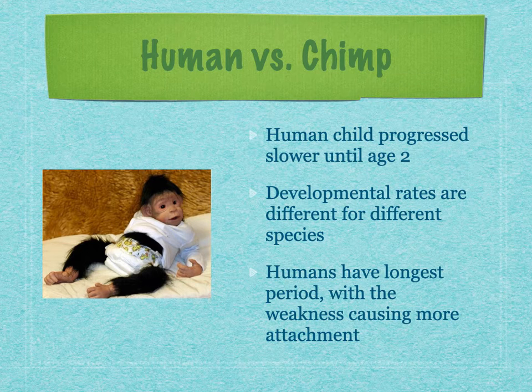Now, if we stack up a human child versus different children from the animal kingdom, what we see is that human children develop more slowly. We have the longest period of attachment to our parents of anybody in the animal kingdom.